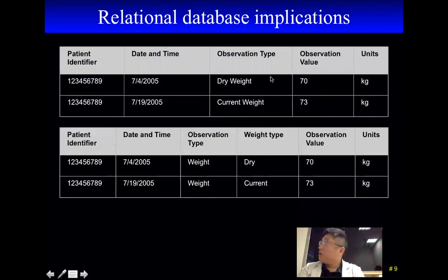You can have a different way to do dry weight, current weight. This kind of tool style, we assign a term for it. This kind of style, we call it pre-coordinate, because we already do the combination of dry weight together. And dry is one atomic concept. Atomic is minimal, the smallest concept. Because when we say dry weight, it's a more general or more coarse concept.